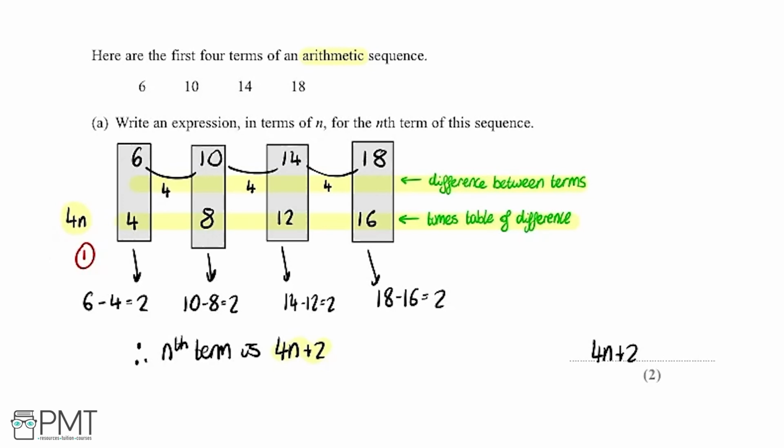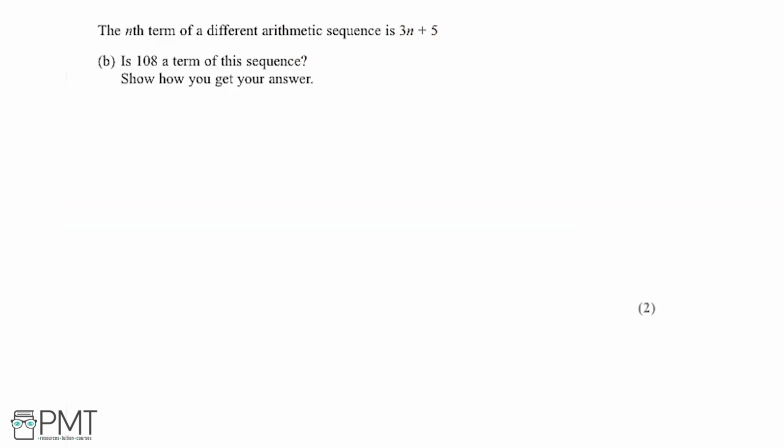And then our second mark for getting down to the correct answer of 4n plus 2. So now look at the next part here. We see that the nth term of a different arithmetic sequence is 3n plus 5. In part B it says, is 108 a term of the sequence? And we need to show how we get this answer. So essentially we need to answer this question, is 108 a term or not?